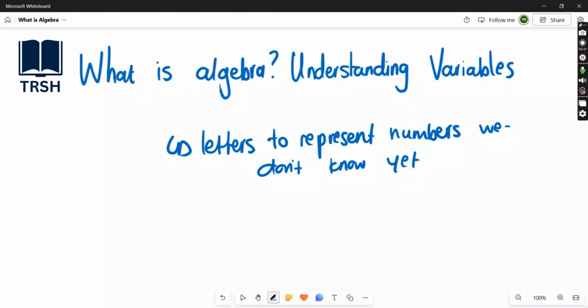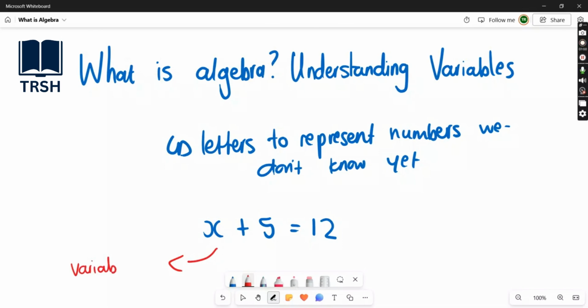So, for example, if we have x plus 5 equals 12, this x is called a variable. So when we're talking about the letters, it's referred to as the variables. It's just a placeholder for a number we're trying to find. So a variable is a placeholder for a number that we are trying to find.